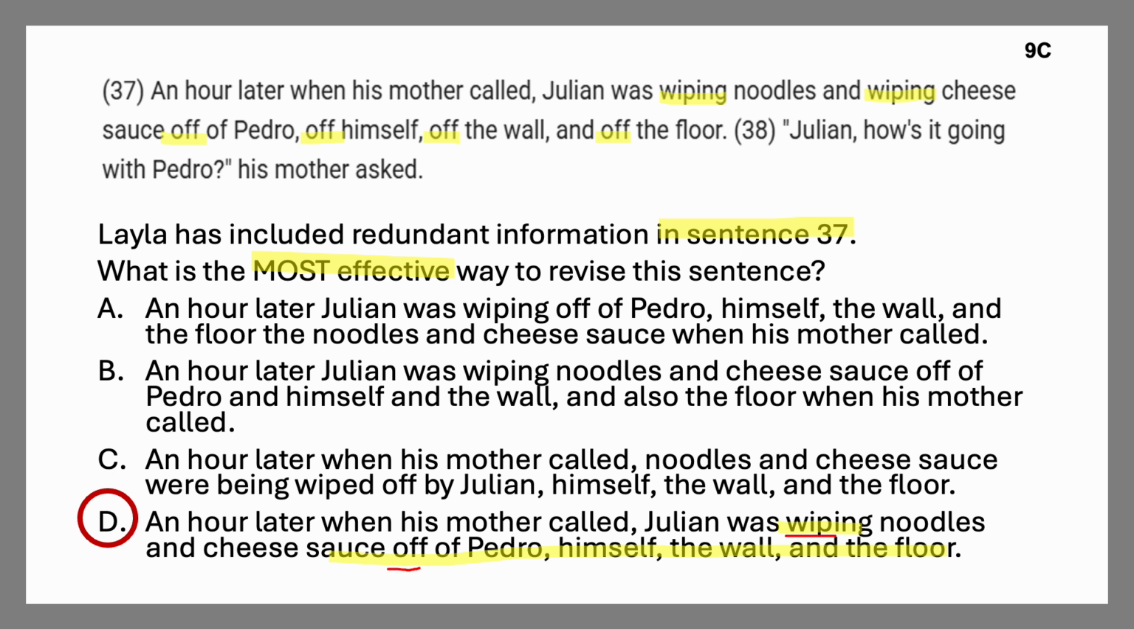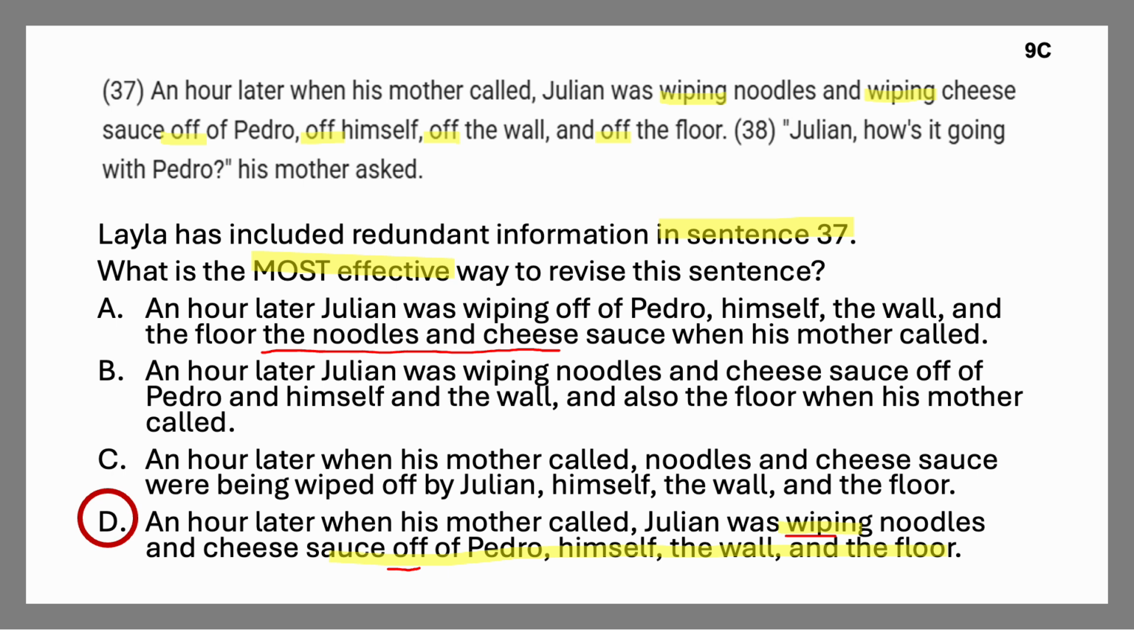So if we take a look at the others, we're going to notice that they're not fixing any of that, or they make things unclear. If we look at A, an hour later, Julian was wiping off of Pedro himself, the wall and the floor, the noodles and cheese sauce when his mother called. It has a complex sentence structure, and it also makes it sound like he's wiping the noodles and cheese, just with the way they've organized this information. So now it's unclear in a really silly way, if I'm being honest. So that's not going to be my answer.